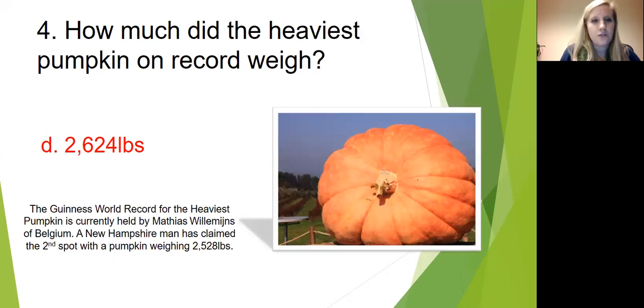All right. Question 4. How much did the heaviest pumpkin on record weigh? And the answer was D, 2,624 pounds. That is the current Guinness World Record for the heaviest pumpkin. And a man in Belgium holds that record, Mathias Willemijns. And in second place is a man from New Hampshire. His pumpkin weighed in at 2,528 pounds.